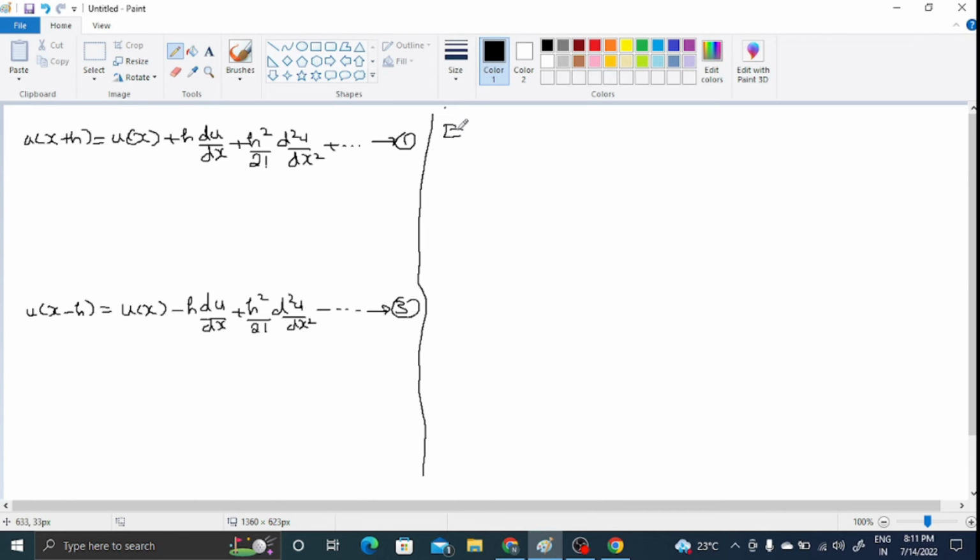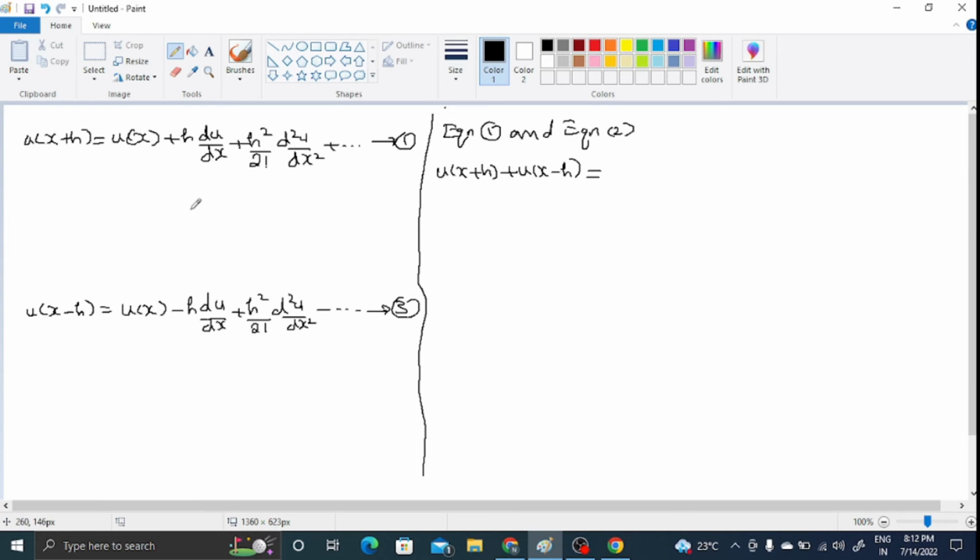Add equation number 1 and 2. What do we have? Please tell me. Just add equation number 1 and 2. What do we have? If you are adding equation number 1 and 2, the left hand side we have u of x plus h plus u of x minus h. This is the left hand side.